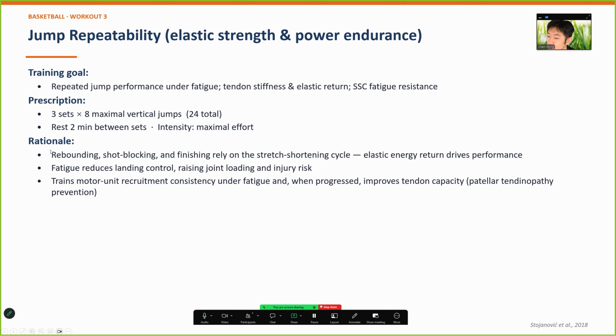This exercise is good for rebounding, shot blocking, and finishing, which rely on the stretch shortening cycle. Elastic energy return drives performance. Fatigue reduces landing control, raising joint loading and injury risk. It trains motor unit recruitment consistency under fatigue and improves tendon capacity.